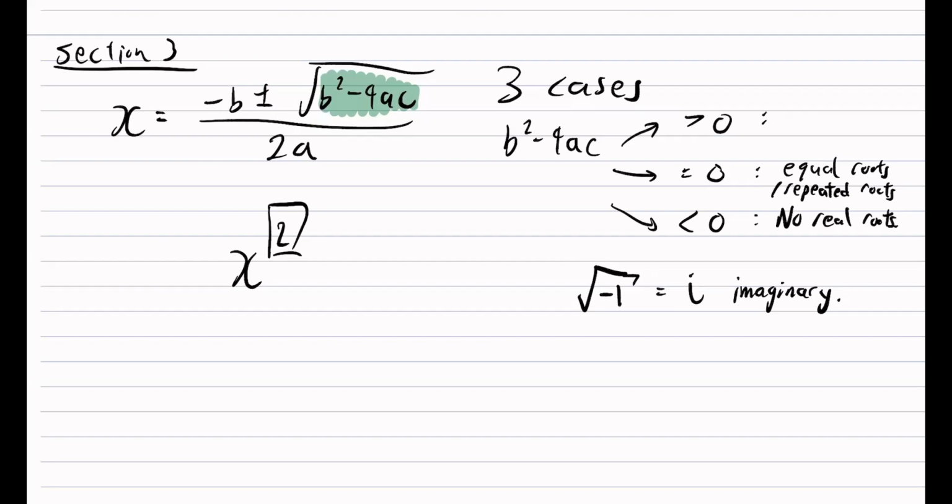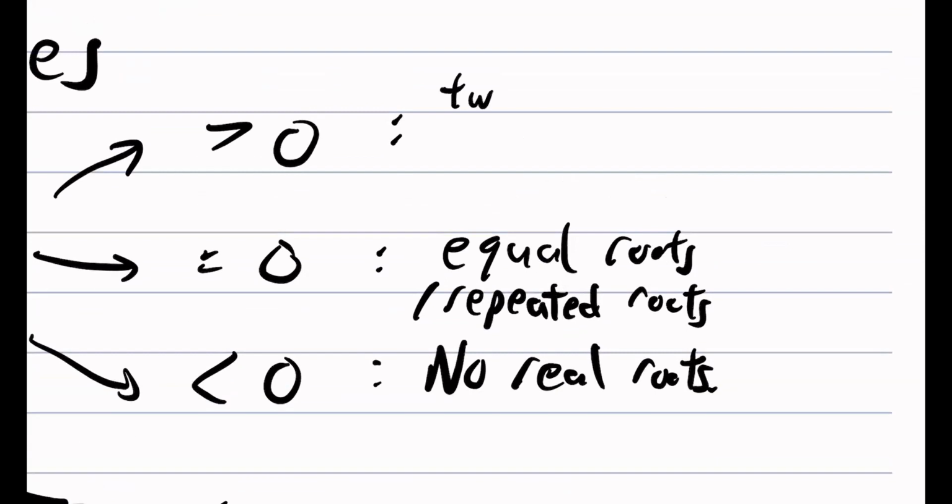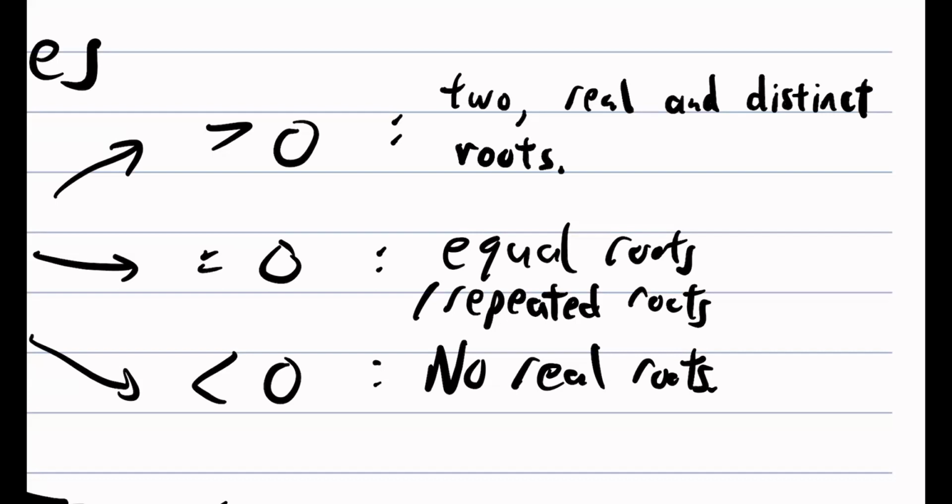And more than 0 means real roots. 2 real and distinct roots. Sorry, let me write this down. 2 real and distinct. Distinct is just a funny way of saying different, because it's shorter and has fewer letters to spell. Yeah, 2 real and distinct roots.